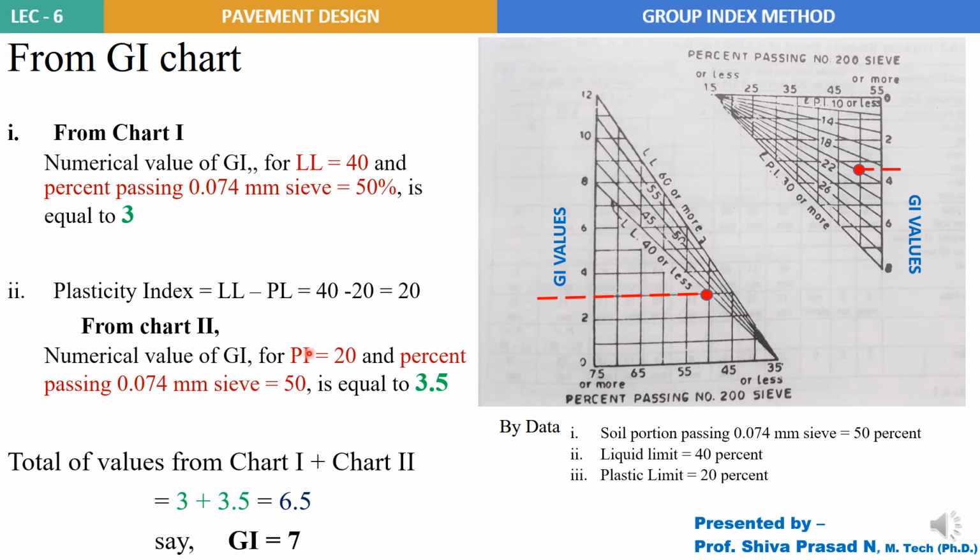Next, one more way I'll find the group index is by using the equation given by the HRB classification. So let's look into that.